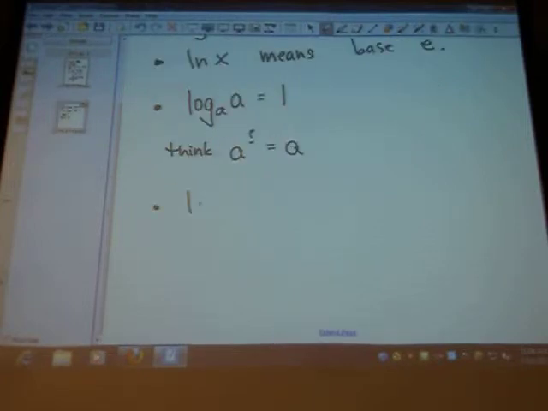What about the log base anything of 1? What do we want to think about here? a to what power equals 1? Yes, the power has to be 0. In order to get 1, you have to raise something to the power of 0.